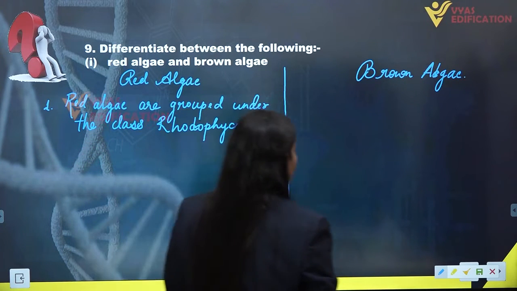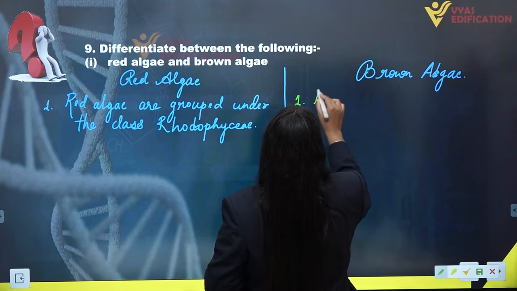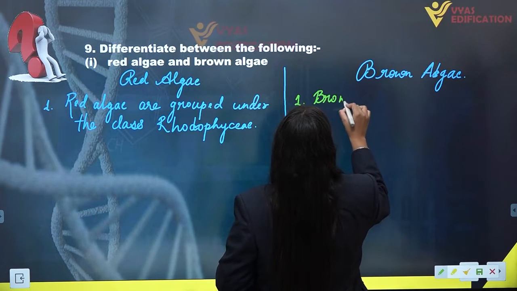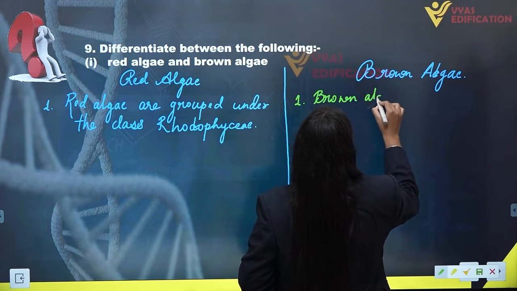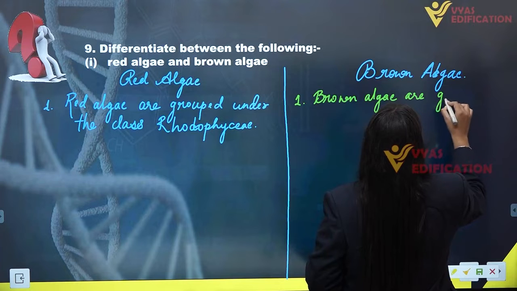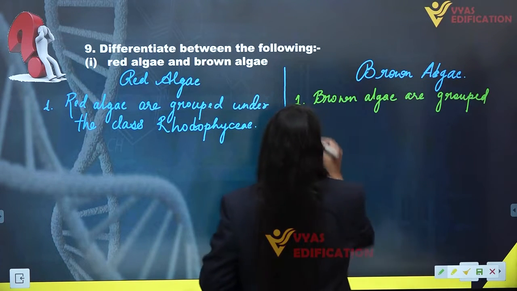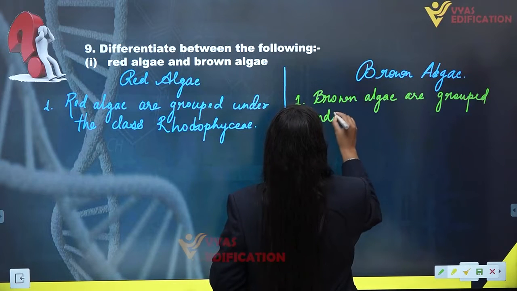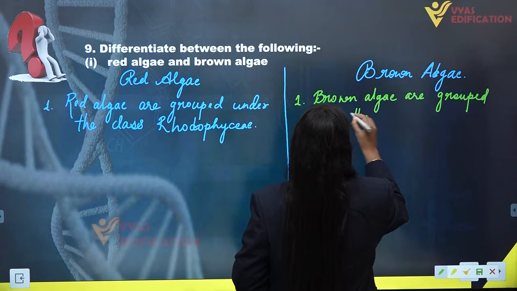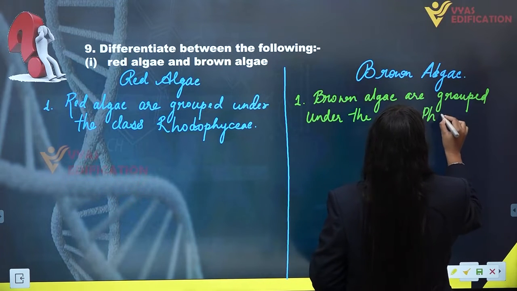And the first point of brown algae is that brown algae are grouped under the class Phaeophyceae.